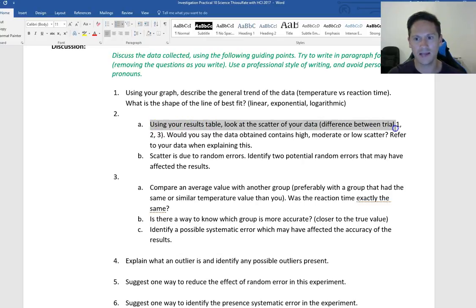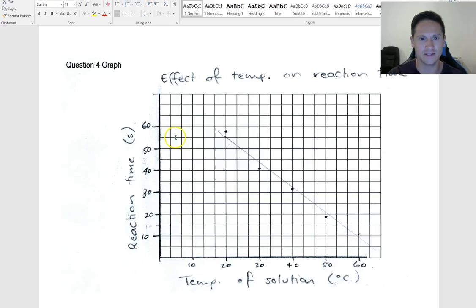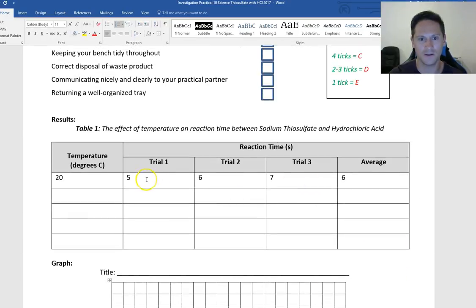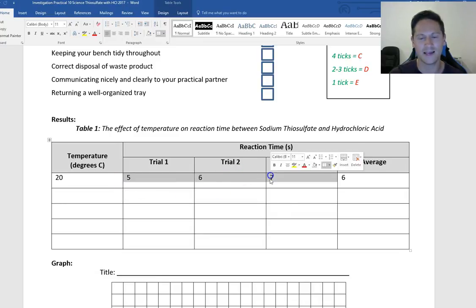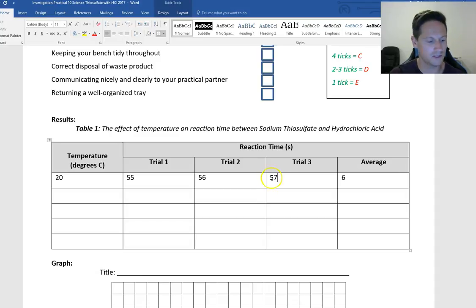Using your results table, look at the scatter, okay? So scatter is, like it says here, the difference between trial 1, trial 2, trial 3. And I want you to make a comment on your scatter. So here, if I had 5, 6, and 7, the fact that the numbers are so low, so 5 increasing by 1, that's like 20% increase, just going up by 1. So I would say that's high scatter, okay? If you had 55, 55, 56, and 57, the difference between 55 and 57 is not really that much. Yes, it's 2 just like before, but as a percentage, it's a little bit lower. So I'd say the scatter is low in that regard.